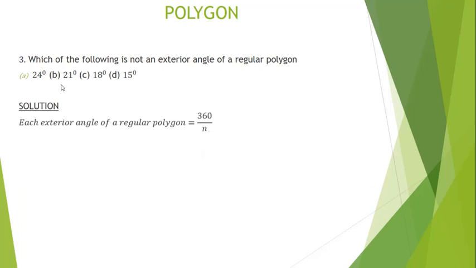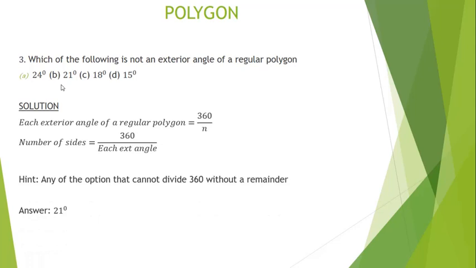Any of the angles that cannot divide 360 without leaving a remainder is actually the odd one out. So in this case, you do 360 divided by 24, 360 divided by 21, 360 divided by 18, 360 divided by 15. Any of the angles that cannot divide 360 without leaving a remainder is actually the answer we are looking for. So then we have the answer to be 21 degrees, because when you divide 360 by 21, you actually have a remainder, unlike the other ones. So the answer is 21 degrees.